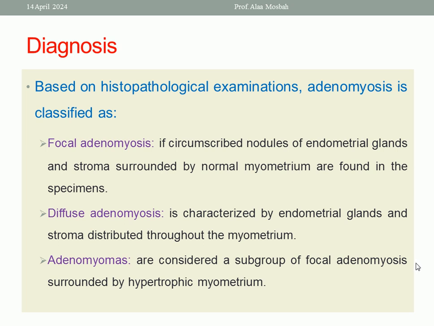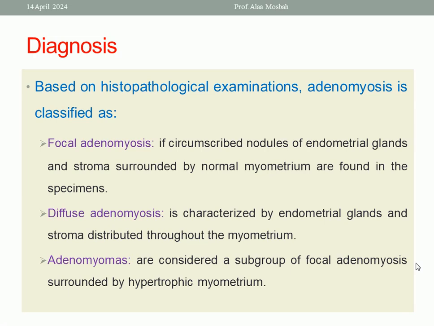Okay, based on histopathological examination, adenomyosis is classified into 3 categories: focal adenomyosis, diffuse adenomyosis, and adenomyoma. Focal adenomyosis is a circumscribed nodule of endometrial glands and stroma surrounded by normal myometrium. Okay, this is the focal adenomyosis. There are endometrial glands and the stroma surrounded by normal myometrium.